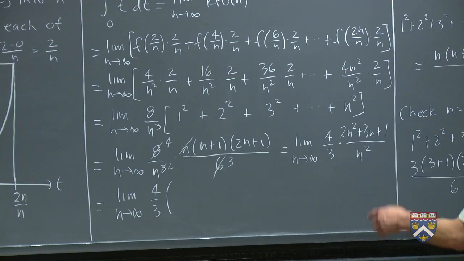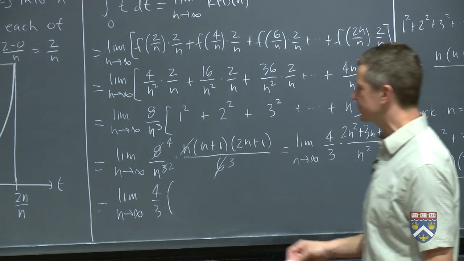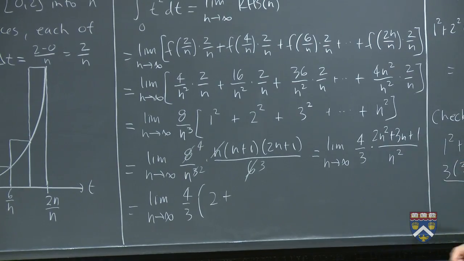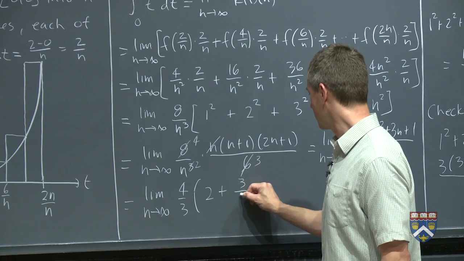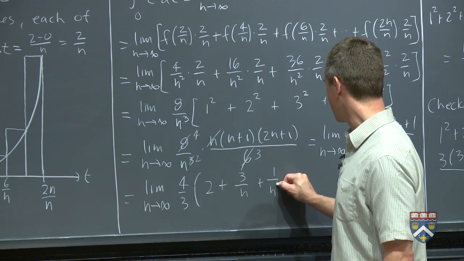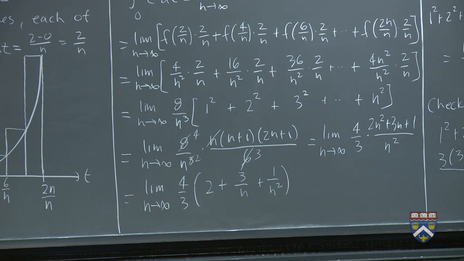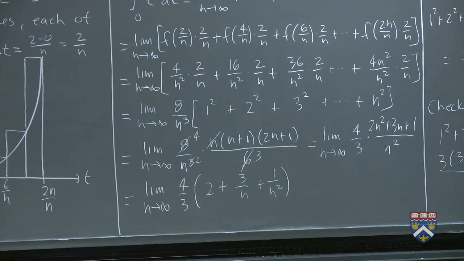And now we can simplify this. 2n squared over n squared is just what? That's just 2. 3n squared over n squared is 3 over n. And then we have a 1 over n squared at the end. And for example, if you now plug in n equals 4, you should get the same answer that we got for the right-hand sum before.